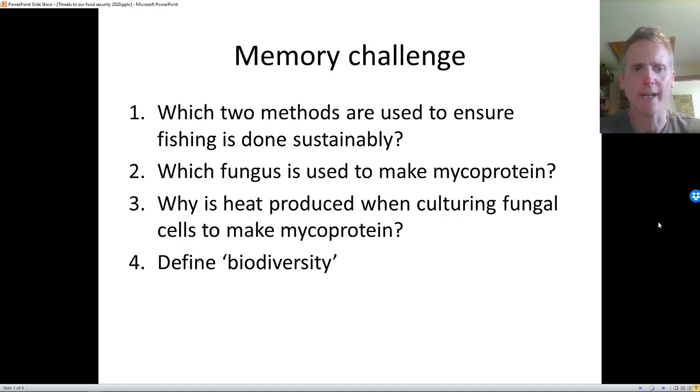And also, what is it? Oh yeah, quotas. A quota is a legally binding amount that you can catch, and therefore they have to throw back the ones that are over their quota. Okay, so quotas and net sizes, two ways in which we control the population of fish, and therefore that keeps it being fished sustainably.